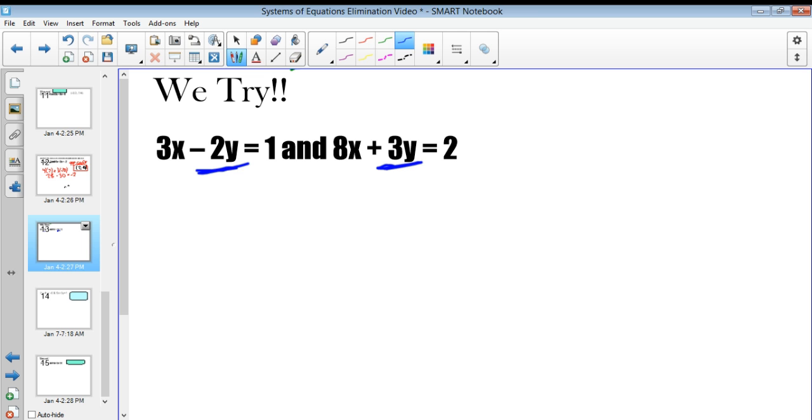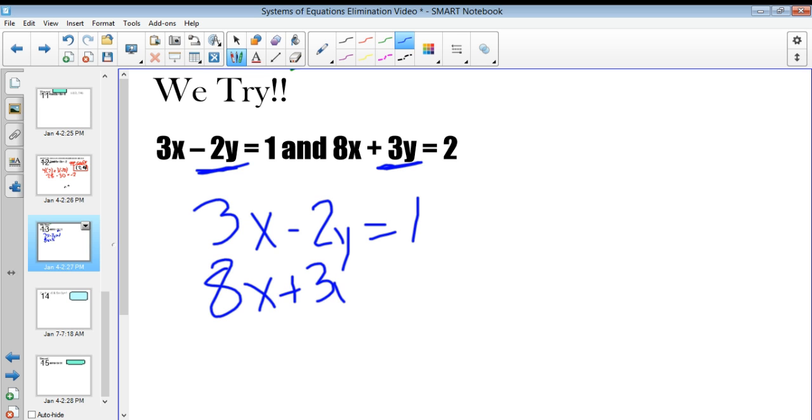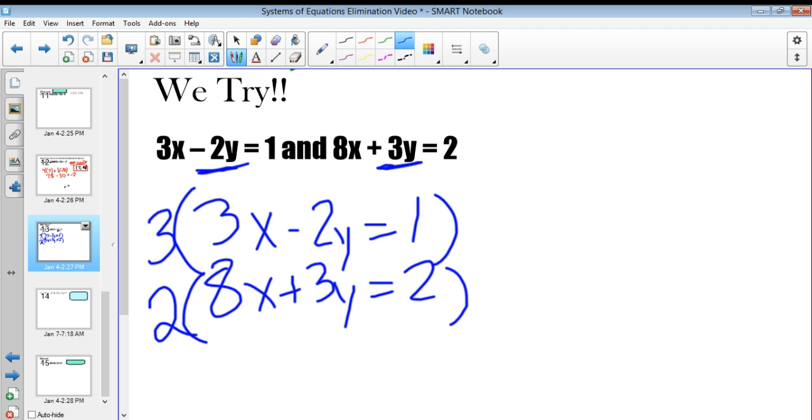Really, if you can avoid having to multiply by a negative, that's best because that's where we tend to make mistakes. We tend to not distribute the negative correctly. So I'm going to try to get rid of just my y's here. So I'm going to rewrite them. And to get rid of the y on top, I'm going to have to multiply that by 3. And then I'm going to multiply the bottom one by 2. That way I'll have negative 6y in the top equation and positive 6y in the bottom.